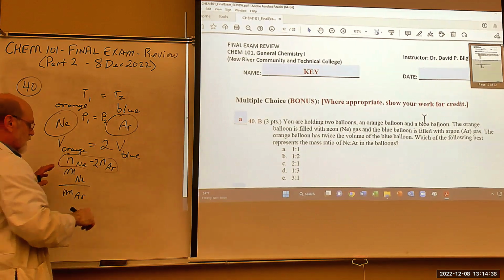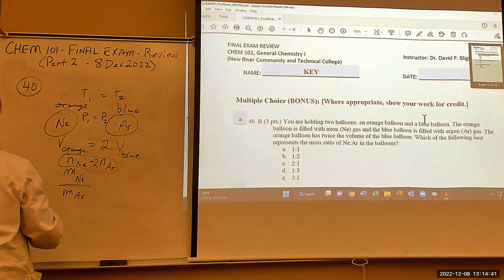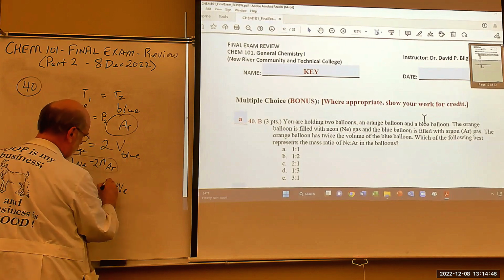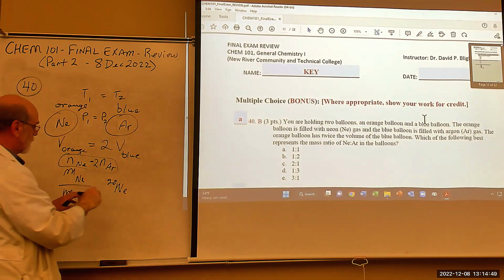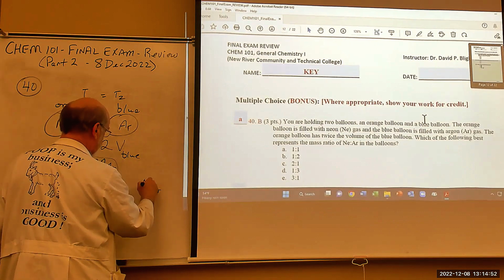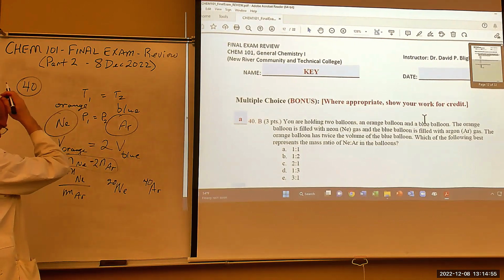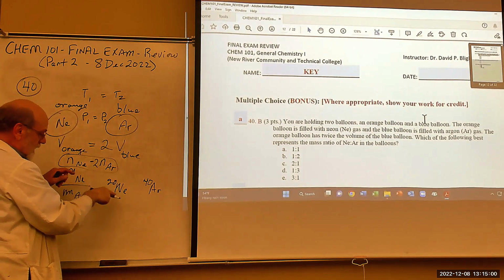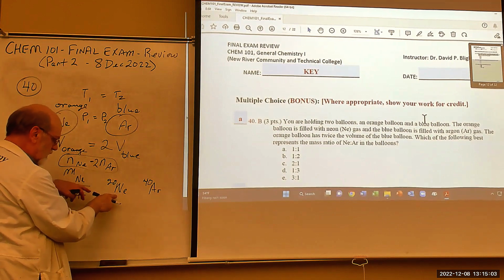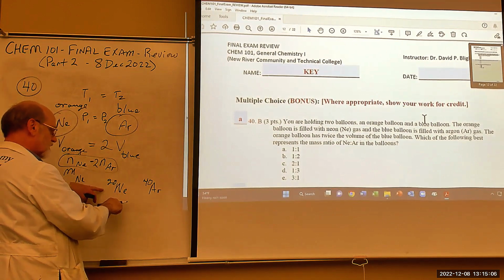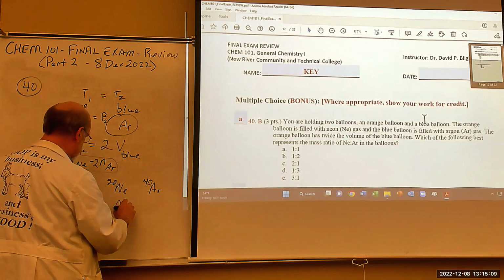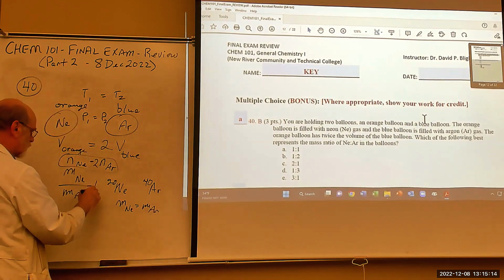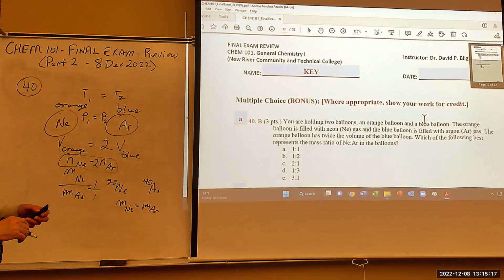Okay. So neon is approximately 20 mass number, and argon is about 40, correct? Yeah, about 40 grams per mole. Well, if you have twice as many moles here, but they weigh half as much, then you should have exactly the same mass. Mass of neon equals the mass of argon. So this ratio is 1 to 1. Right there, A.